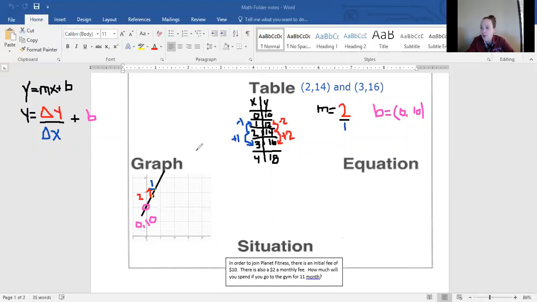You have to be able to find it if you're given a table, if you're given a graph. Ooh, now let's take a look at the situation. So in order to join Planet Fitness, there's an initial fee of $10.